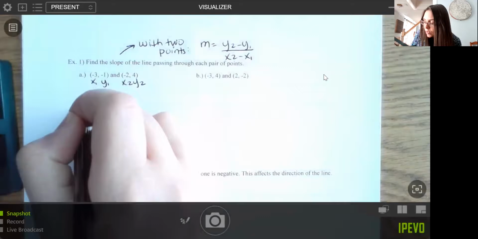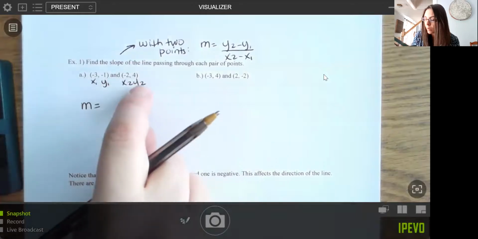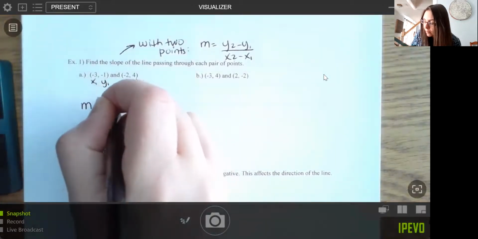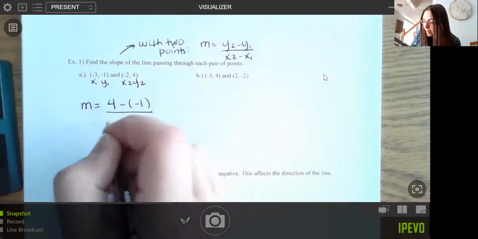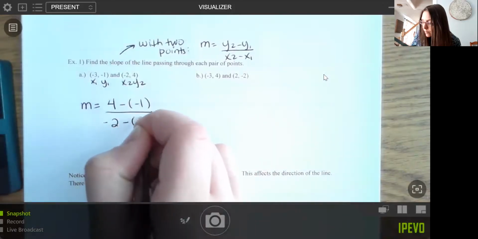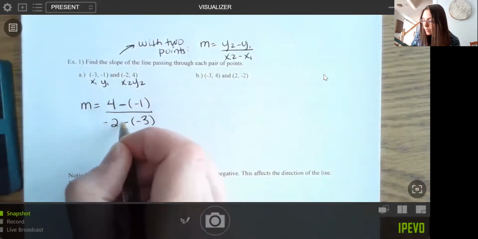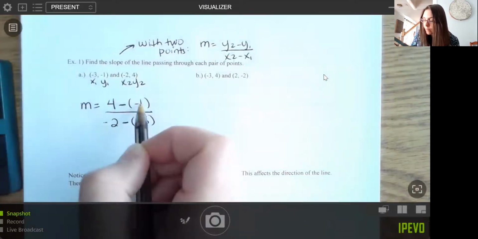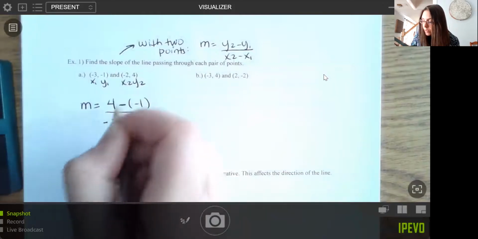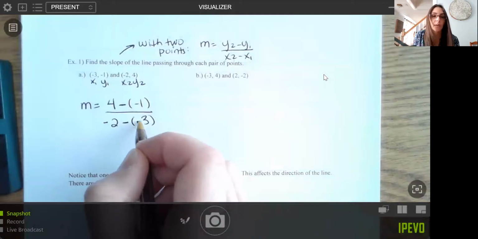The key thing is more so that you start with the same point when you subtract in both the numerator and denominator. So if I'm going to start with this point as my y2 for my numerator, then I'm going to start with the same point for x2 in my denominator. You want to be really careful. The formula has a minus sign in the middle. So when you subtract here, I'm doing 4 minus, and then my y1 value is -1. Here I have a -2 to start, minus my x1 value, which is -3. So just watch out for all those negatives.